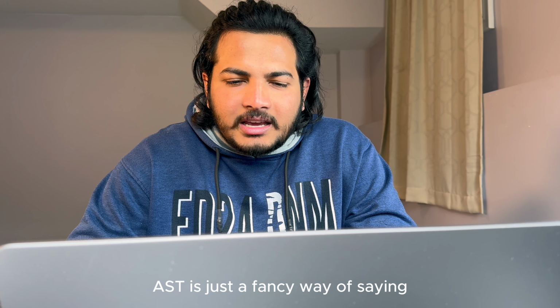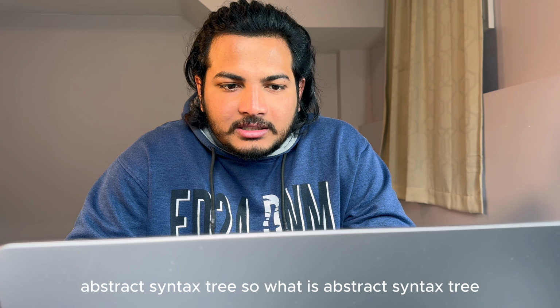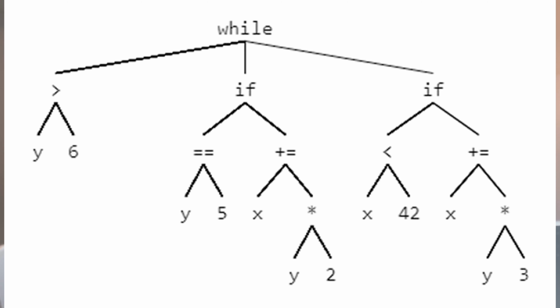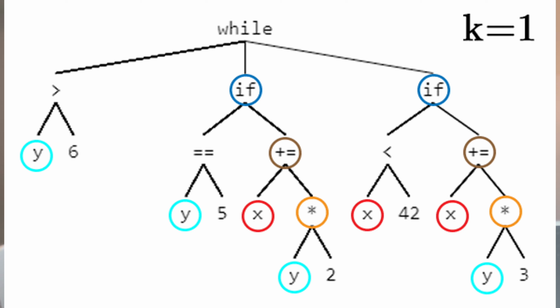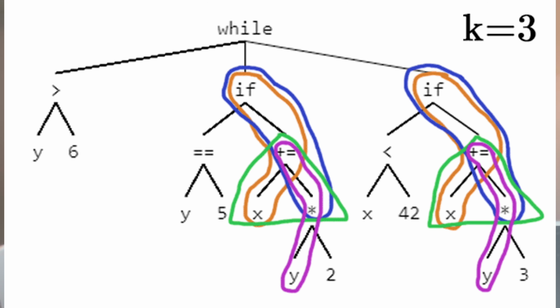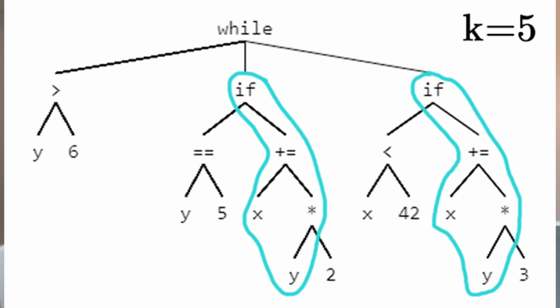Alright, let's start with the basics. AST is just a fancy way of saying abstract syntax tree. So what is an abstract syntax tree? It's like how Python sees your code in its head. It's kind of like a family tree. So in Python 3.14, we got this new feature which lets us compare these code trees. It's like being able to tell if two different recipes make the same cake.